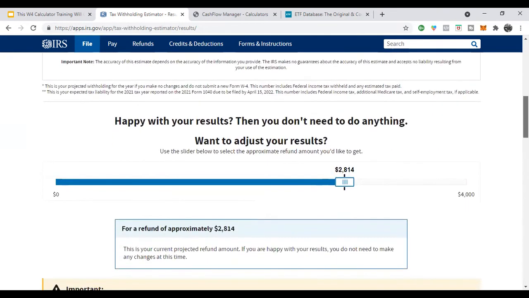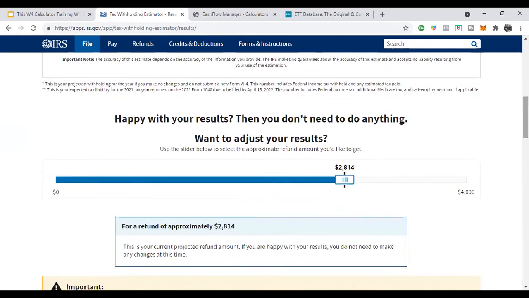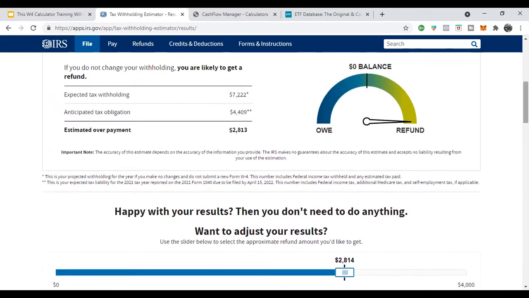But this is where it gets fun, and this is the Queen's favorite part, so I'll let her take it away. This is my favorite part. So after you get your results, you guys, so you see, it showed that they are entitled to a refund. If you owe, then the gauge is going to be on this side, as well as the number will be in red, okay? This one is in bold. So I wanted to point that out.